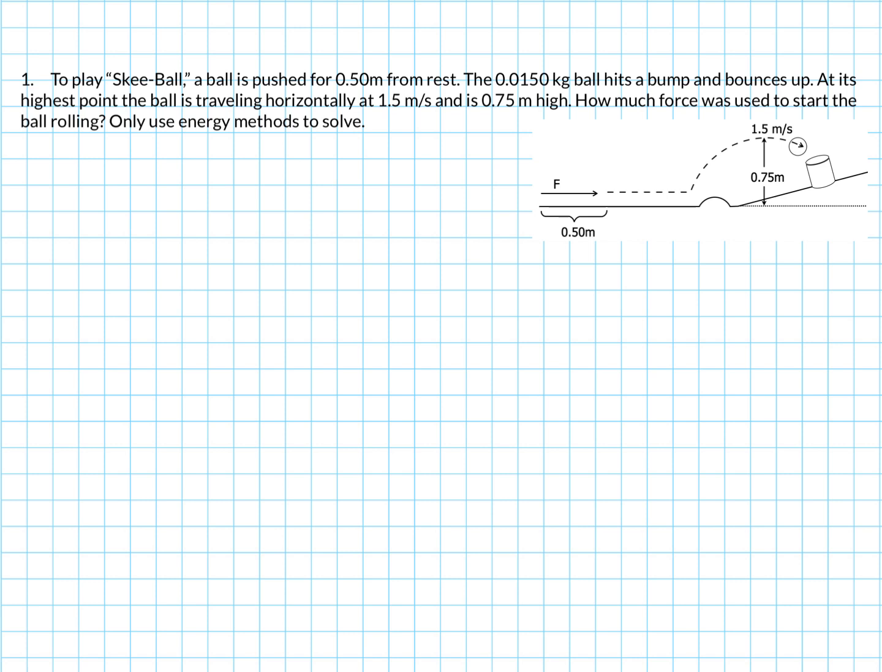To play skee ball, a ball is pushed for half a meter from rest. The 0.015 kilogram ball hits a bump and bounces up. At its highest point, the ball is traveling horizontally at 1.5 meters per second and is 0.7 meters high. How much force was used to start the ball rolling? Only use energy methods to solve.